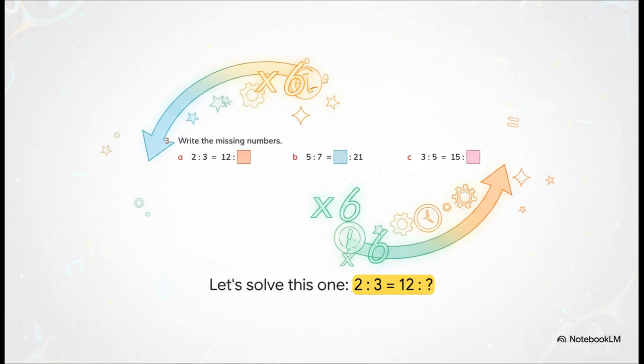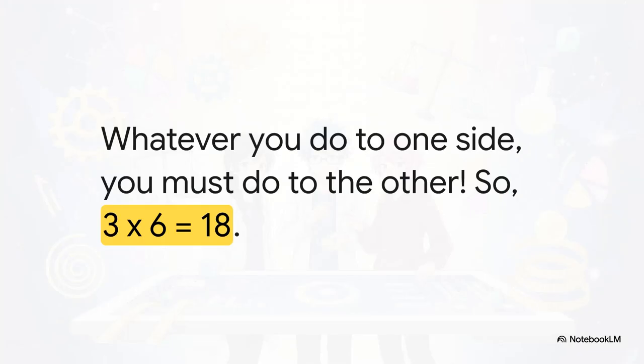The key is to look at the numbers you know and ask, how did the 2 become a 12? إزاي الاثنين بقت 12? Well, we multiplied by 6. And here is the golden rule of ratios, you guys. Whatever you do to one side, you have to do the exact same thing to the other side to keep it balanced. So we take the 3 and multiply it by that same number, 6. And 3 times 6 is 18. So our missing number is 18.